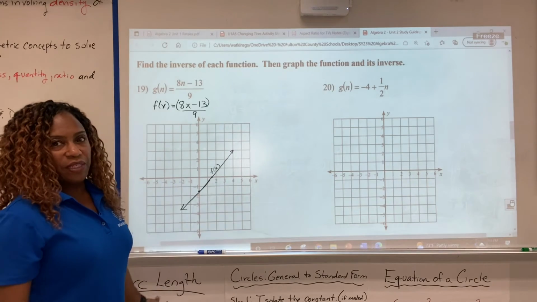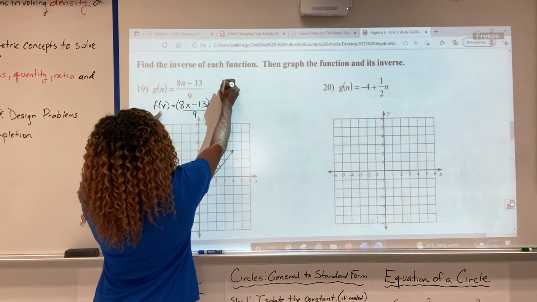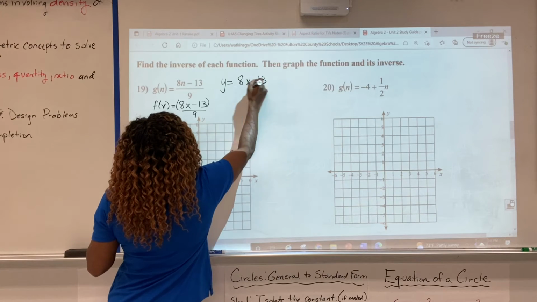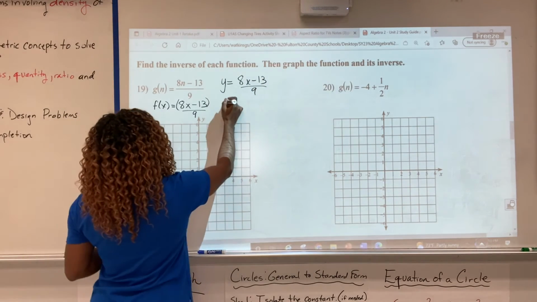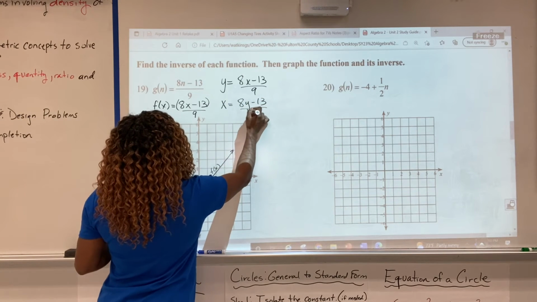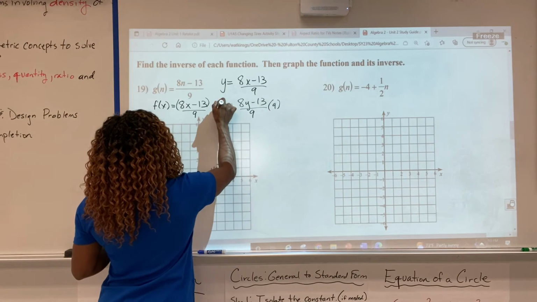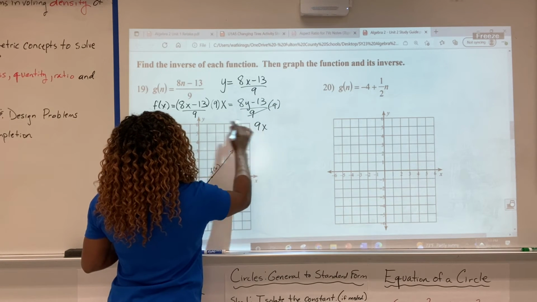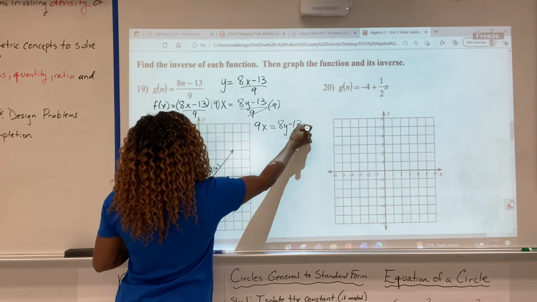Now let's go ahead and find the inverse of it. So step 1, remember we're gonna rewrite f of x using y equals 8x minus 13 over 9. That's step 1. Step 2, we're gonna flip-flop the x and the y. Make this x, make this y. And then we'll solve for y. So let's solve for y. So we're gonna multiply by 9 on both sides. That cancels. We'll end up with 9x, because 9 times x is 9x, equals 8y minus 13.